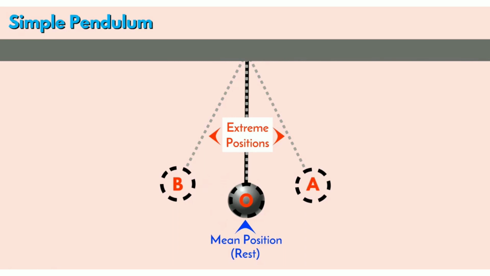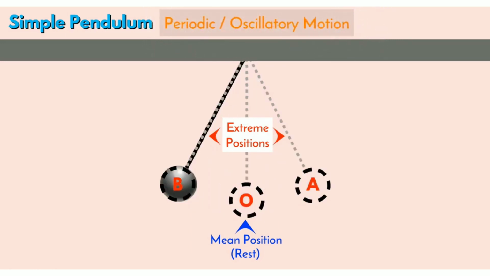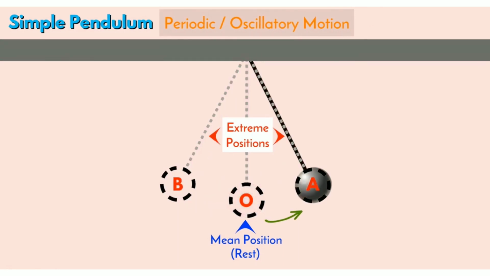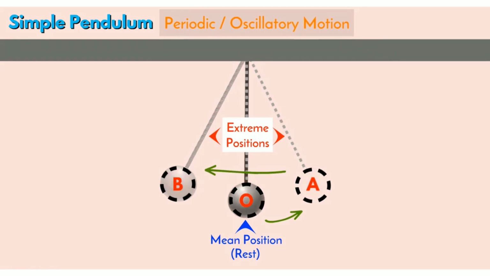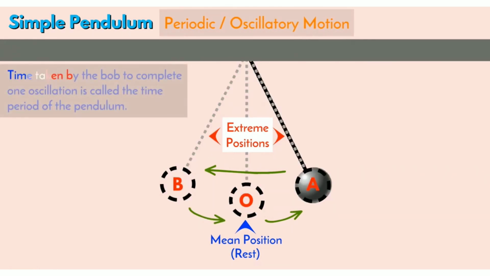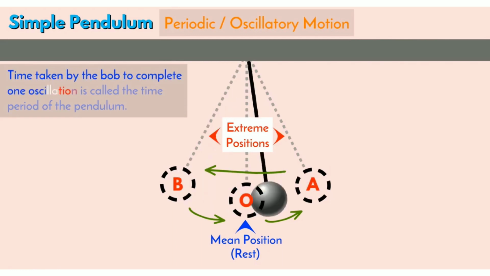The motion of the bob, that is the motion of a simple pendulum, repeats itself after a certain time. Such motion is said to be periodic or oscillatory motion. The bob completes one oscillation when it moves from its mean position, goes to one of the extreme positions and then to the other extreme position and returns to the mean position again. The time taken by the bob to complete one oscillation is called the time period of the pendulum.